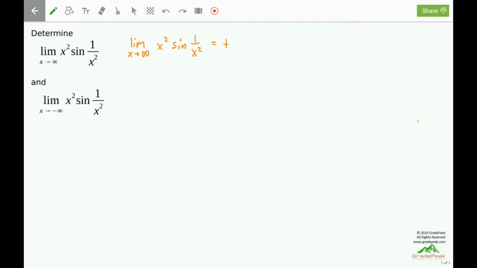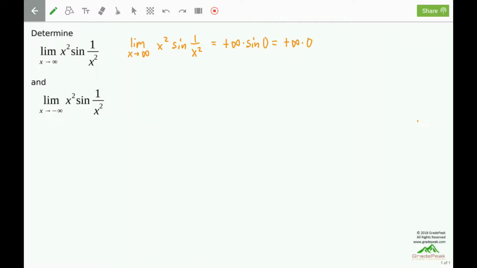Positive infinity squared is positive infinity times the sine of 1 over x squared, which will go to 0 as x approaches positive infinity. The sine of 0 equals 0, given the positive infinity times 0 result. We have the infinity times 0 indeterminate form here. We will need to rework this.